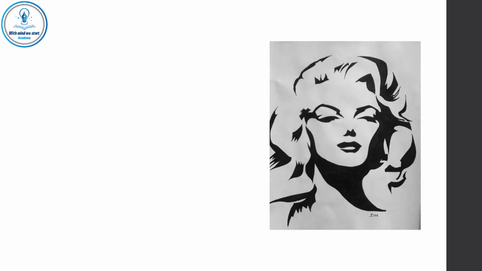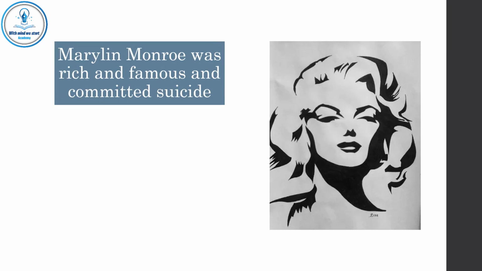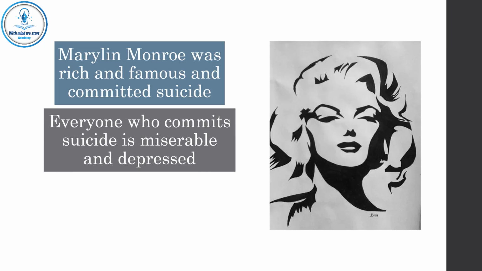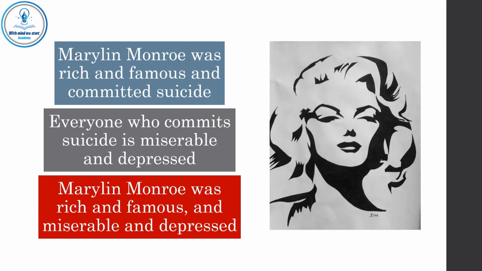As we said, dialectic uses postulates or famous data or information or famous beliefs. So you may argue with your friend that Marilyn Monroe was rich and famous and committed suicide. This information is very famous and widely accepted. Everyone who commits suicide is miserable and depressed. This premise also is quite famous and widely accepted. If your friend accepted these premises, he must accept the conclusion. Marilyn Monroe was rich and famous, but at the same time, she was miserable and depressed.